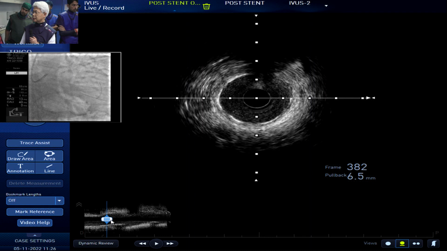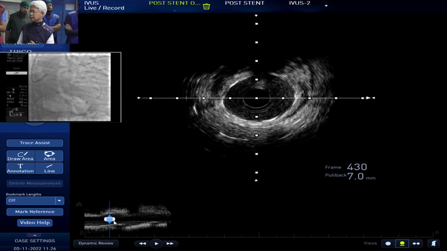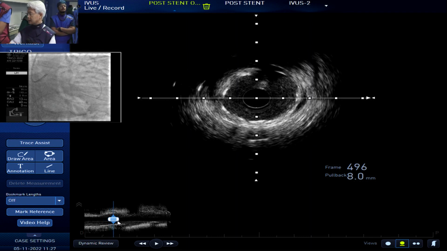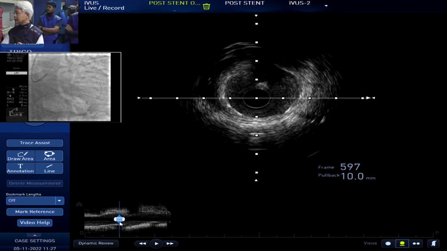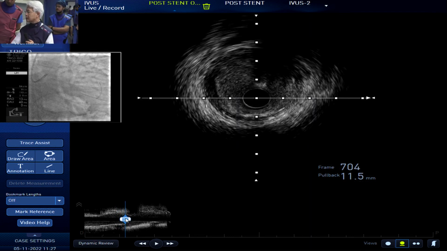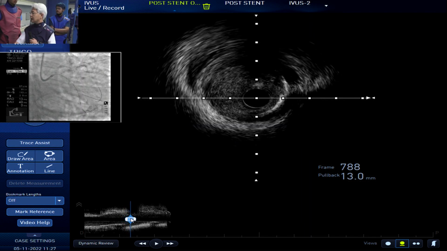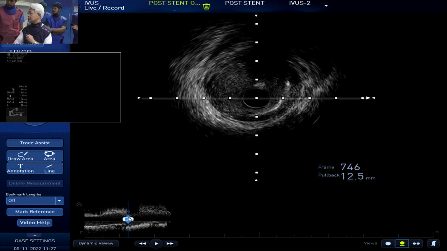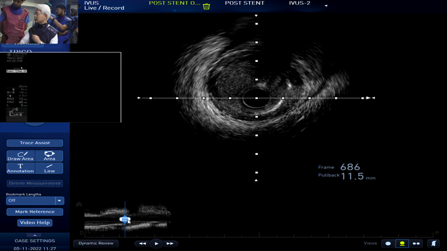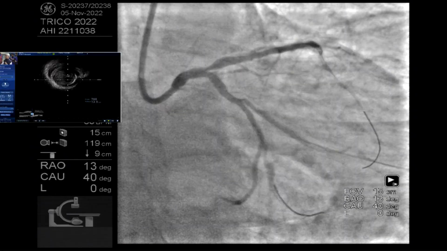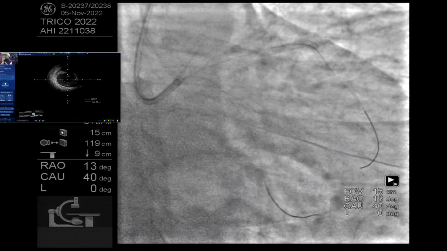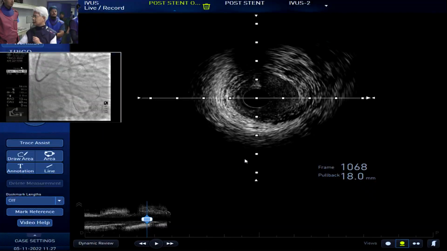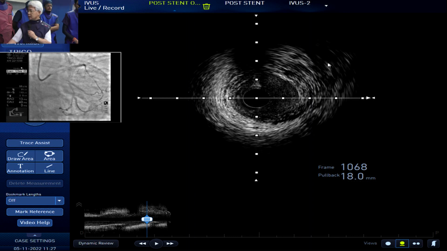So then it's time to place a 4 mm stent. Which one? Maybe 4 by 12 ostial LED. Just a minute. Shall we take a picture? We just try to check the IVUS again. Yes, 4 by 12.